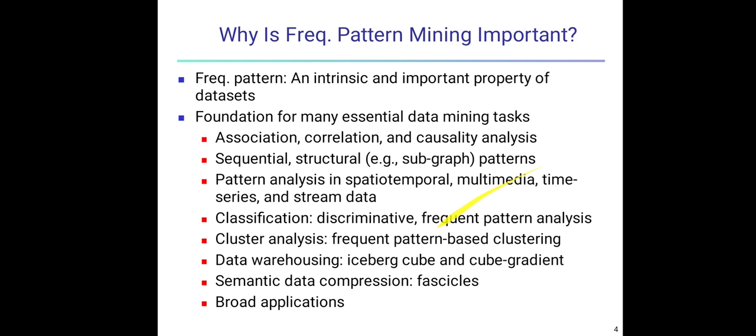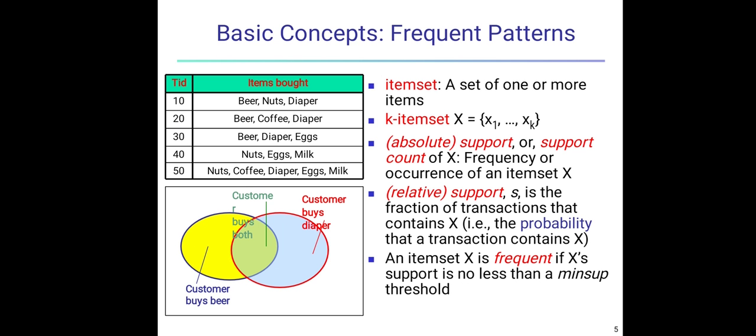The basic concept of frequent patterns involves an item set. Suppose there is an item set having some number of items; we will name it a k item set, having items from x1 to xk.